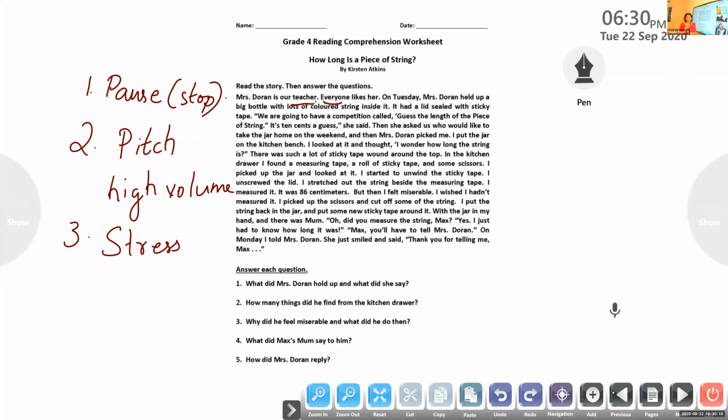Our brain doesn't have the capacity, or we are not really interested, to catch everything the other person says. We always try to focus on the important points, and we only take those to the brain. So to make this process easy, we can use intonation with these techniques. One is pausing, which is stop. Second is pitching, which means increasing your volume in a proper way. And third is the stress at certain points.